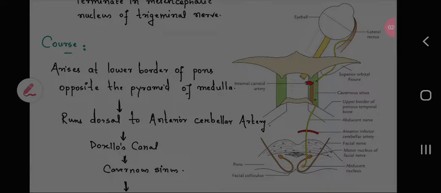Upper border of petrous temporal bone, abducens nerve, anterior inferior cerebellar artery, facial nerve, motor nucleus of facial nerve, abducens nucleus, pons and facial colliculus.